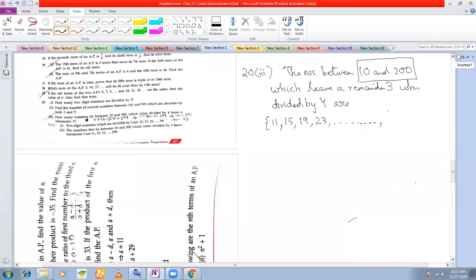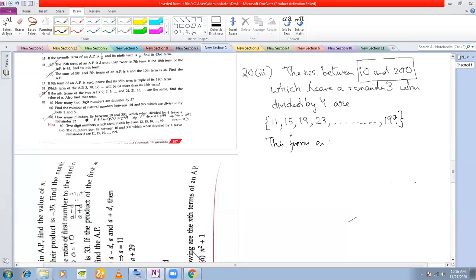Now, last term, what is the last number before 200 that will give you a remainder of 3 when you divide it by 4? See, 196 is just below 200, but it is divisible by 4. 197, if you divide by 4, will give a remainder 1 because 196 is divisible by 4. 198 will give a remainder 2. 199 will give you a remainder 3. So 199 is the last number because 200 will be divisible by 4. Now this forms an AP.